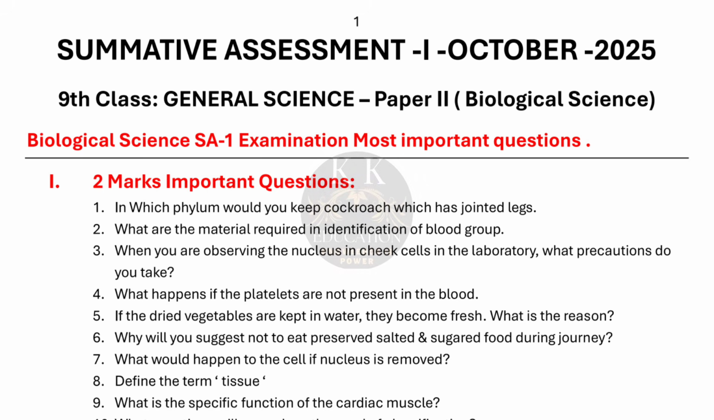Fourth question: what happens if the platelets are not present in the blood? Fifth question: if dried vegetables are kept in water, they become fresh. What is the reason? Sixth question: why will you suggest not to eat preserved, salted, and sugared food during a journey? Seventh one: what would happen to the cell if the nucleus is removed? Eighth question: define the term tissue.